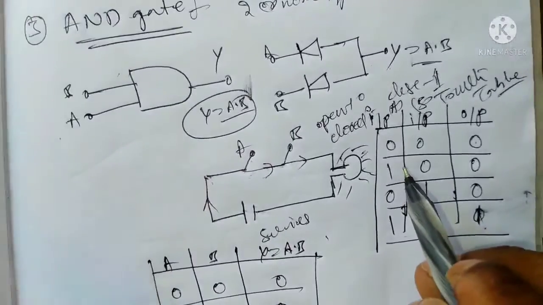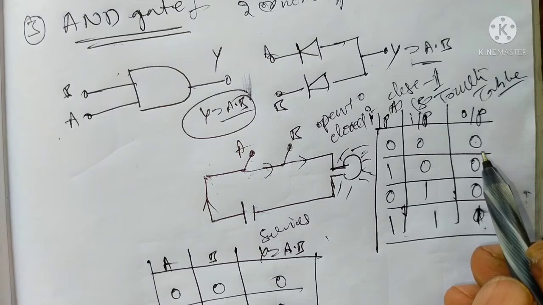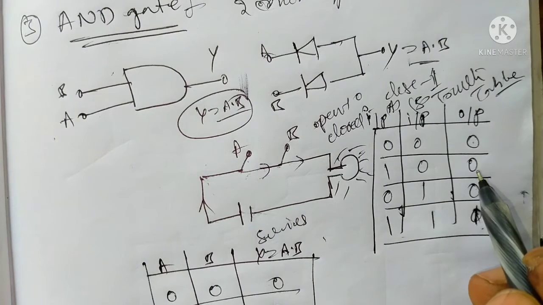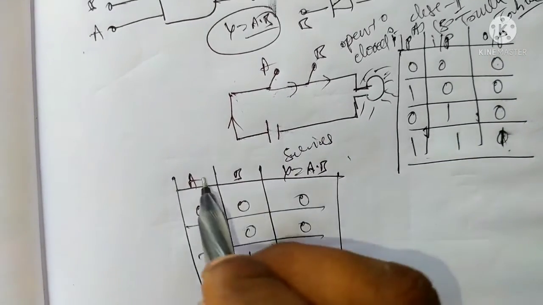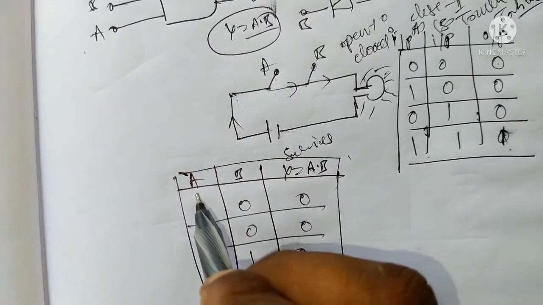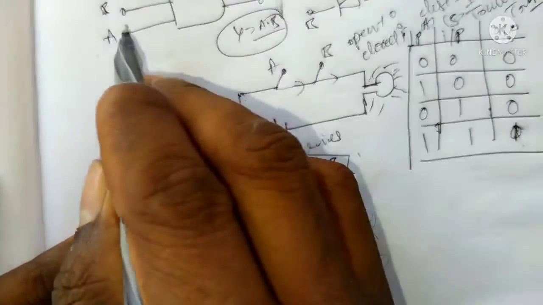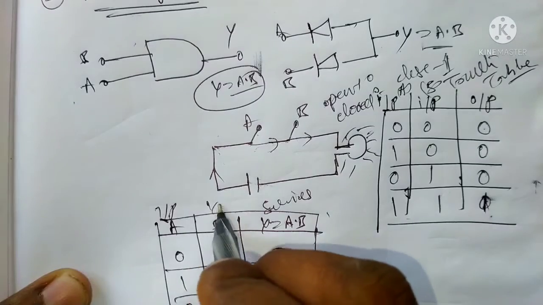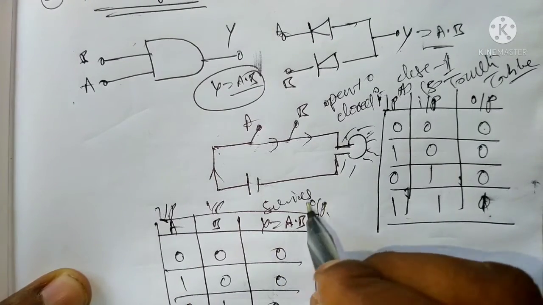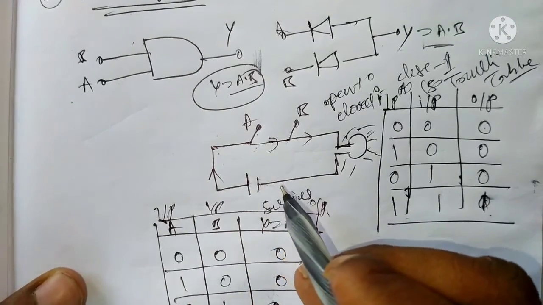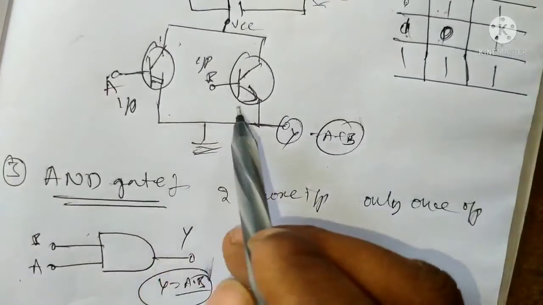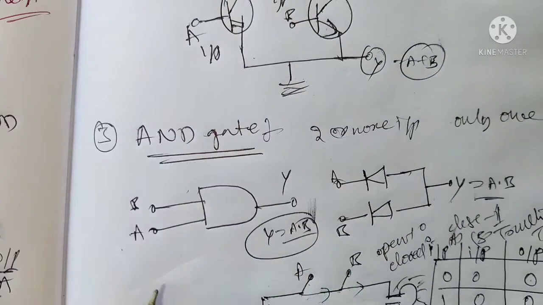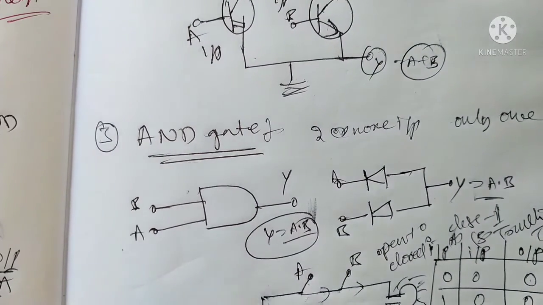Here, if the AND gate is not closed, we do not get light: open, closed, open, we do not get current. This is the product gate, the AND gate. It has input terminals A and B and one output, connected in series. This is the circuit diagram of the AND gate. Now we will discuss the next gate, the NAND gate.